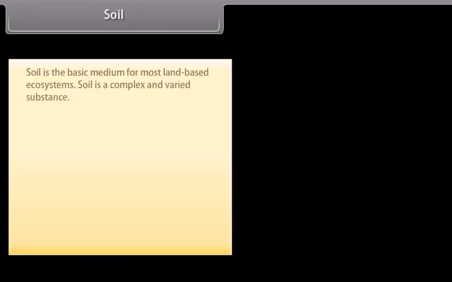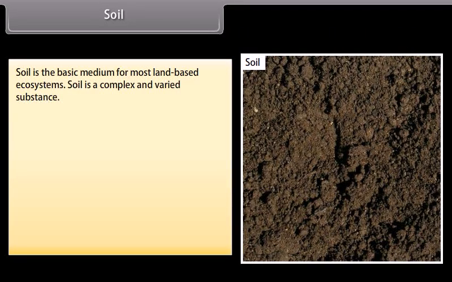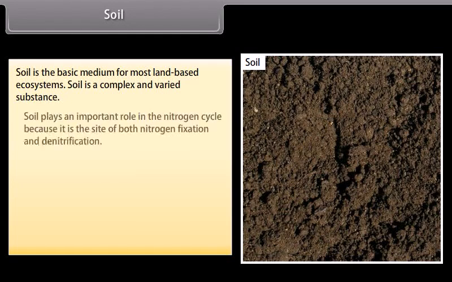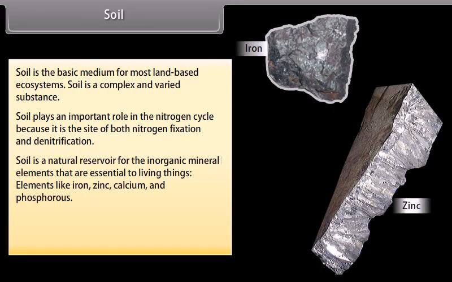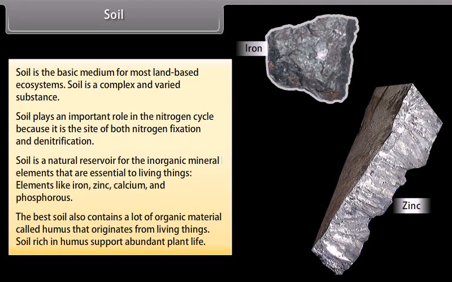Soil. Soil is the basic medium for most land-based ecosystems. Soil is a complex and varied substance. Soil plays an important role in the nitrogen cycle because it is the site of both nitrogen fixation and denitrification. Soil is a natural reservoir for the inorganic mineral elements that are essential to living things, elements like iron, zinc, calcium, and phosphorus. The best soil also contains a lot of organic material called humus that originates from living things. Soil rich in humus supports abundant plant life.